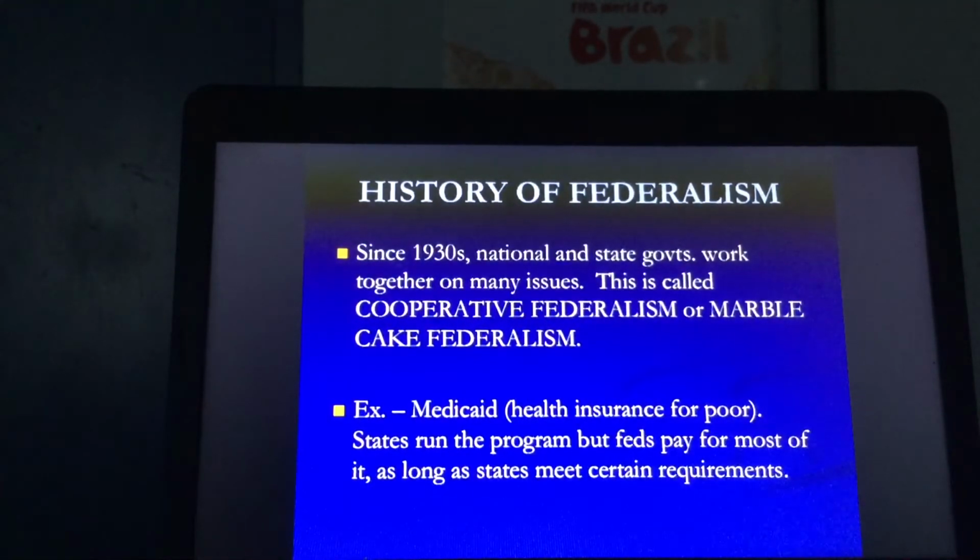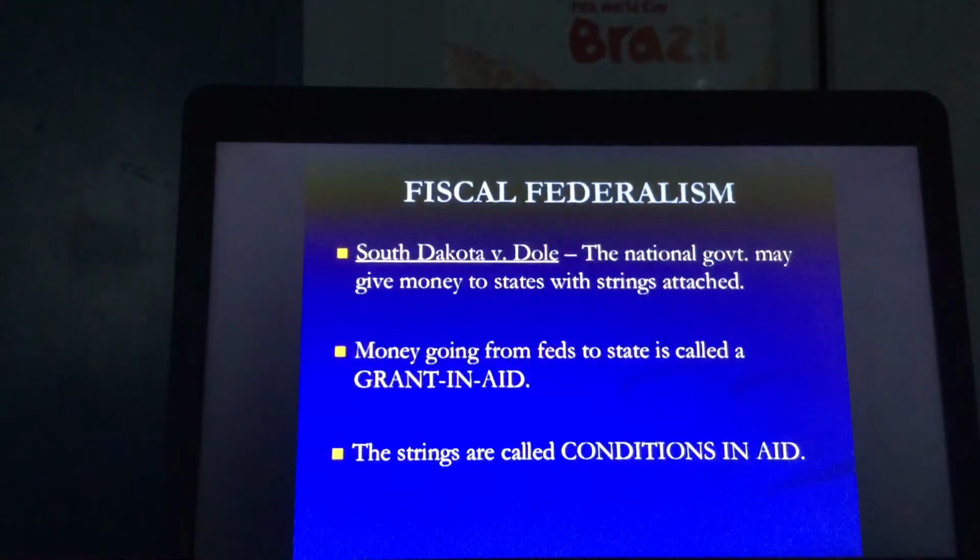The state government plays a role in running it. The federal government pays for it. And so that's a good example of cooperative federalism or marble cake federalism, which is more how the government works today. It's more how the national and states relate to each other today. Go ahead and pause.